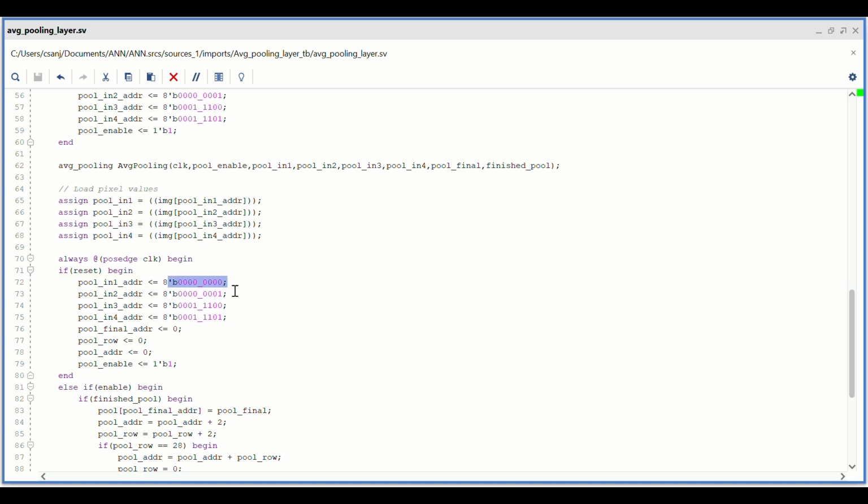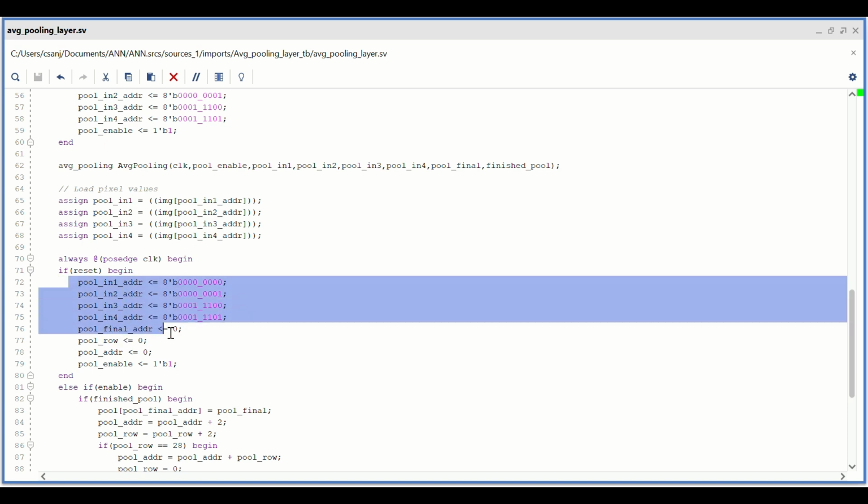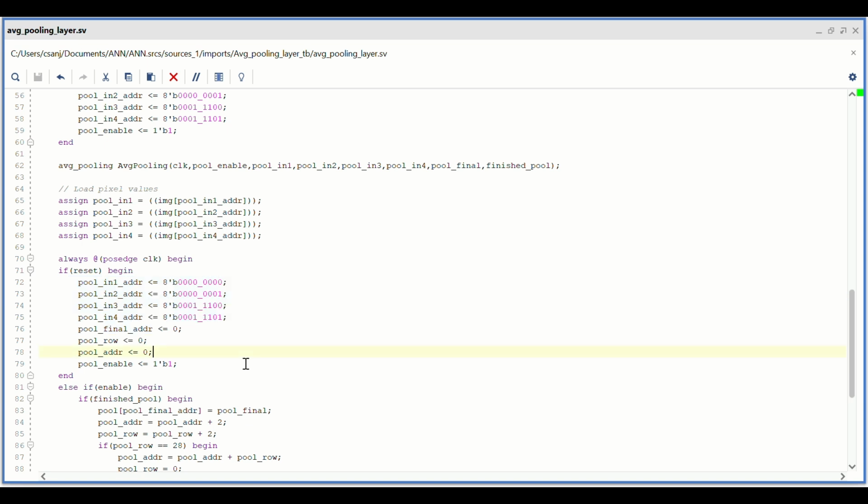Pool address for the first case is 0. My second pixel is pool address plus 1, which is 1. My third pixel is pool address plus n, where n here is 28, so 0 plus 28 is 28. My input 4 is pool address plus n plus 1, which is 0 plus 28 plus 1, which is 29. So this is the initialization. If reset is asserted, you initialize the 4 pixel addresses to 0, 1, 28, and 29. That's how you know, okay, start with the pooling.